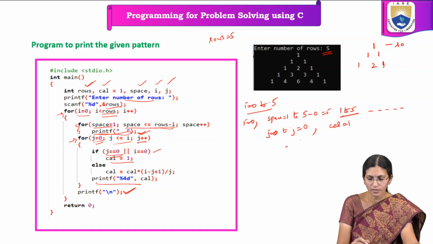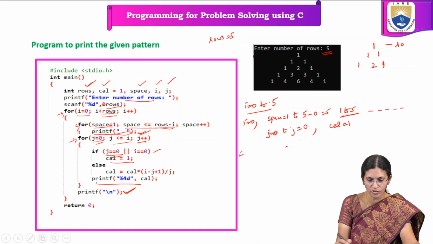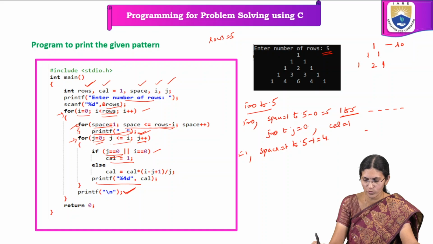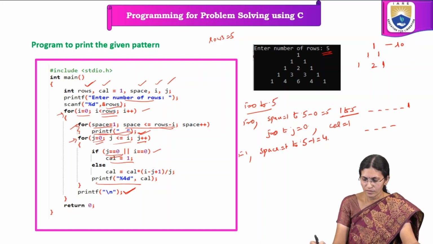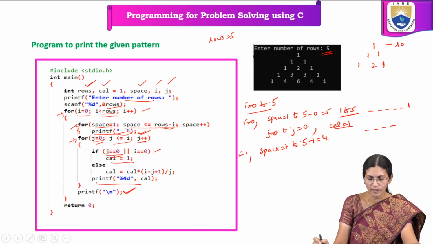So after that, in the next iteration of the outer for loop, i is equal to 1. Now this inner for loop, which is going to print the spaces, will take the value from space is equal to 1 to 5 minus 1, which is equal to 4. Therefore 4 spaces will be printed here, 1, 2, 3 and 4. After that control is transferred here.